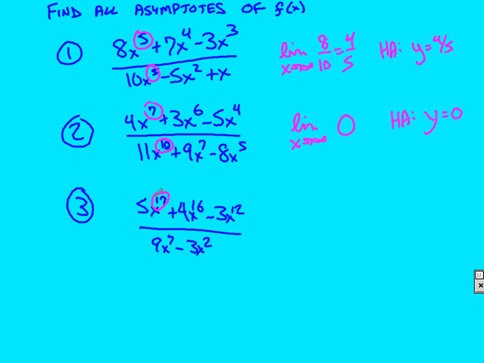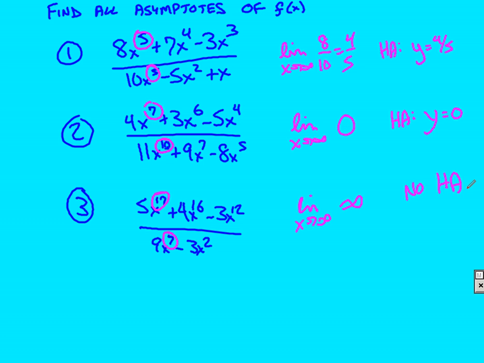And in this one, top is much bigger than the bottom. That means it's going to increase much more rapidly on top than bottom. So the limit here, as x approaches infinity, is infinity. So there is no horizontal asymptote for this problem right here.